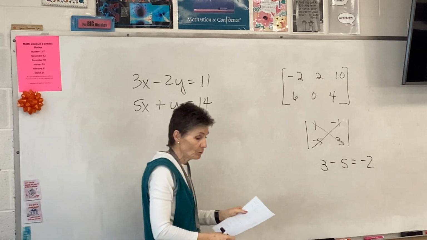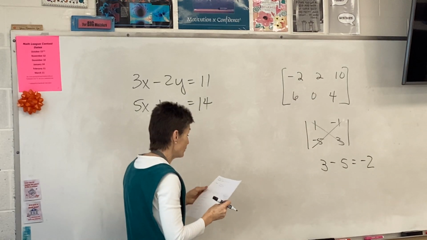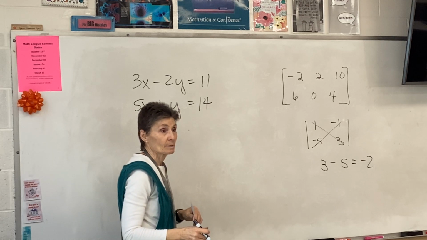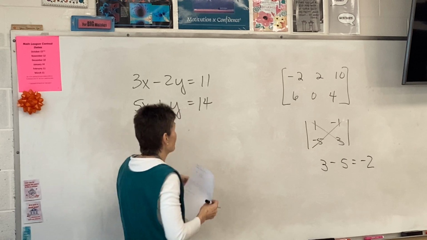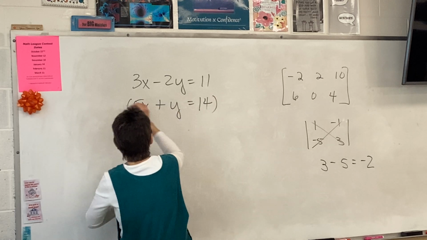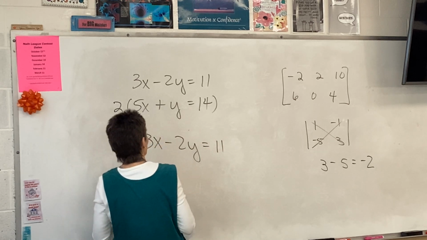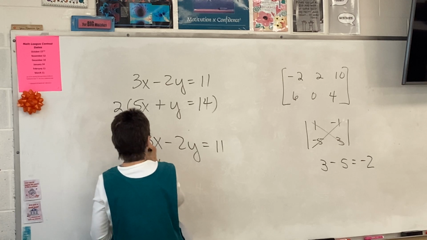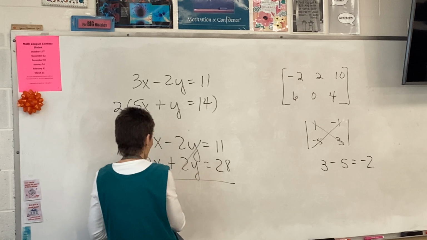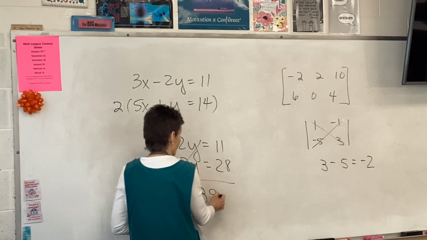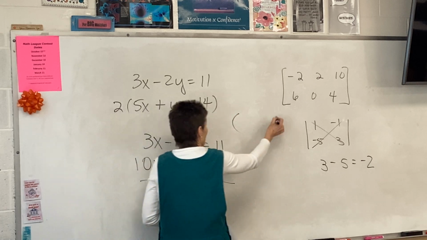But could I do substitution? Sure. If I did substitution, I would probably get this one by itself. But I'm going to eliminate because I like that best. That's what Cam said. So I'm going to have 3x minus 2y equals 11. That's my top one. And then I'll multiply by 2. And add. 14x equals 39. So it looks like x is going to equal 3.